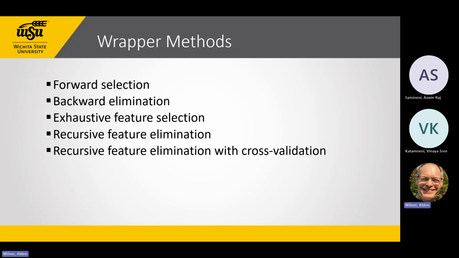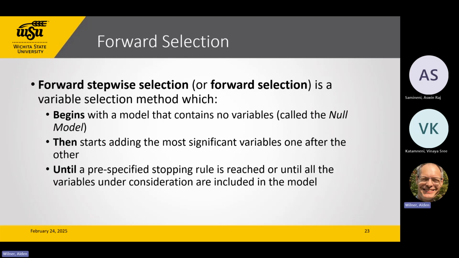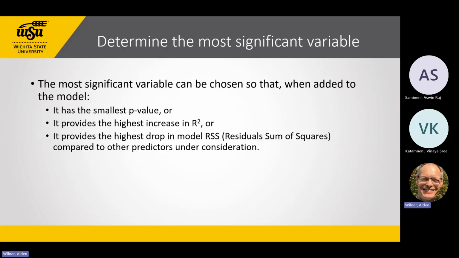and recursive feature elimination with cross-validation. Forward selection starts with an empty model. No variables at all, right? And we start adding variables based on how significant they are by using whatever scoring function we choose until we reach a pre-specified stopping rule, or we've got all the variables included in the model. We've run out of variables.